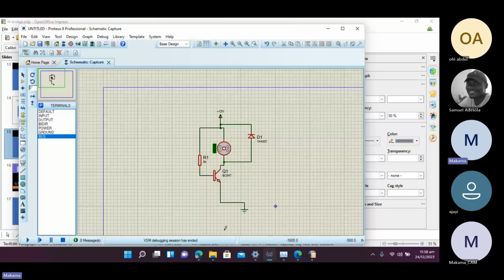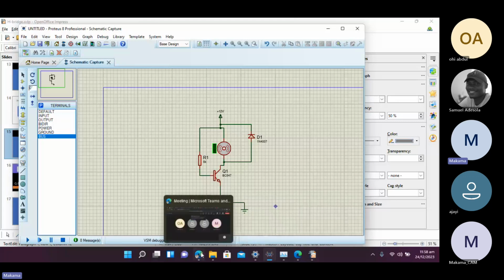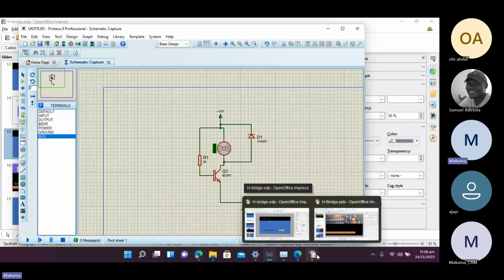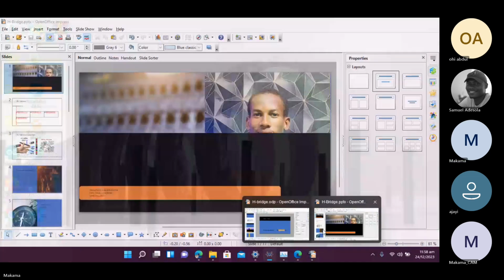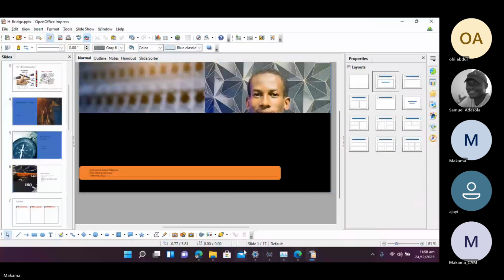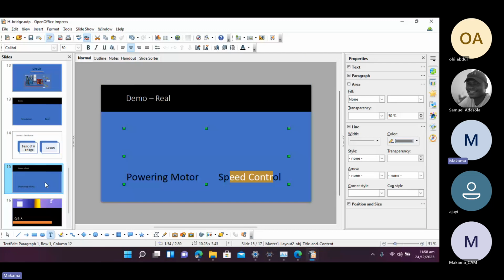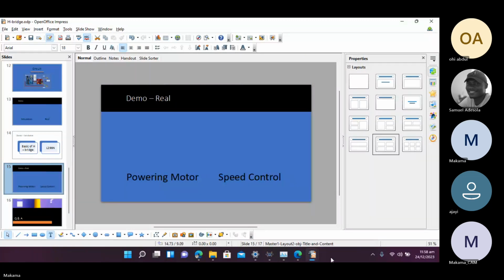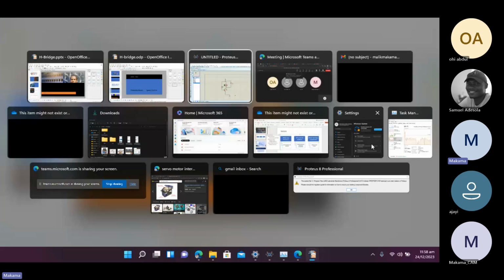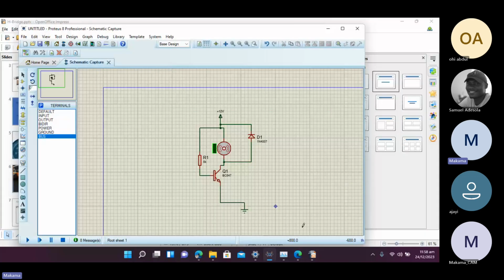So now you know how to power a motor without damaging your transistor, or without damaging your motor itself. So let's see our slide, right? The next thing for us to cover is the speed control. I said all of this should be a demo, right? Let me get my circuit ready here.